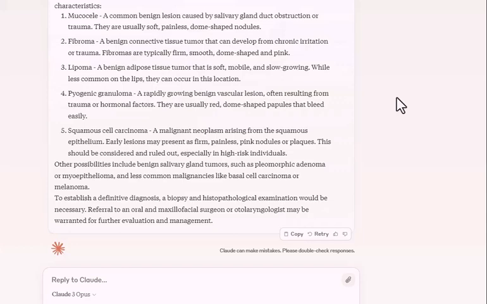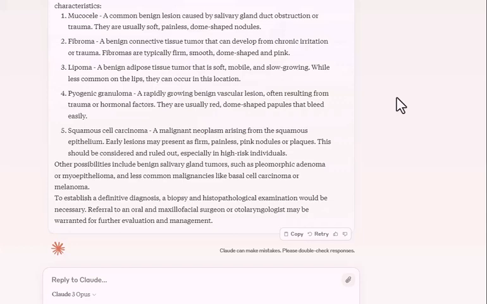Then it goes on to say other possibilities could include benign salivary gland tumors, such as pleomorphic adenoma or myoepithelioma, and less common malignancies like basal cell carcinoma or melanoma. And to establish a definitive diagnosis, a biopsy and histopathological examination would be necessary. Referral to an oral surgeon or an otolaryngologist may be warranted for further evaluation and management.